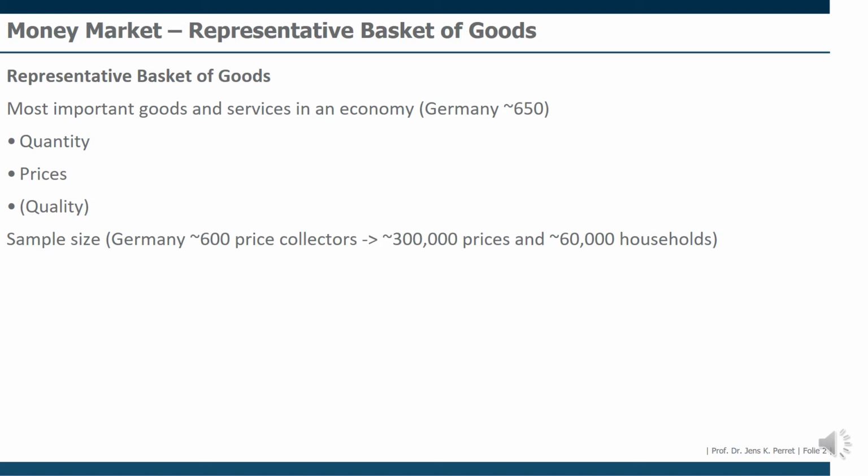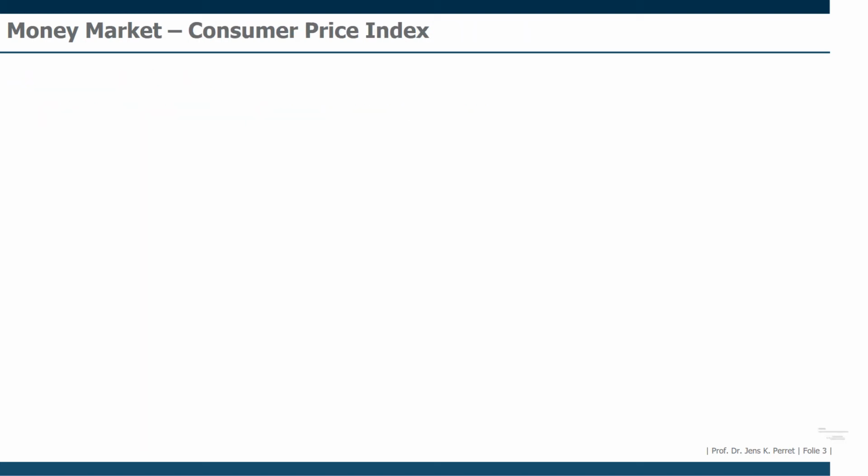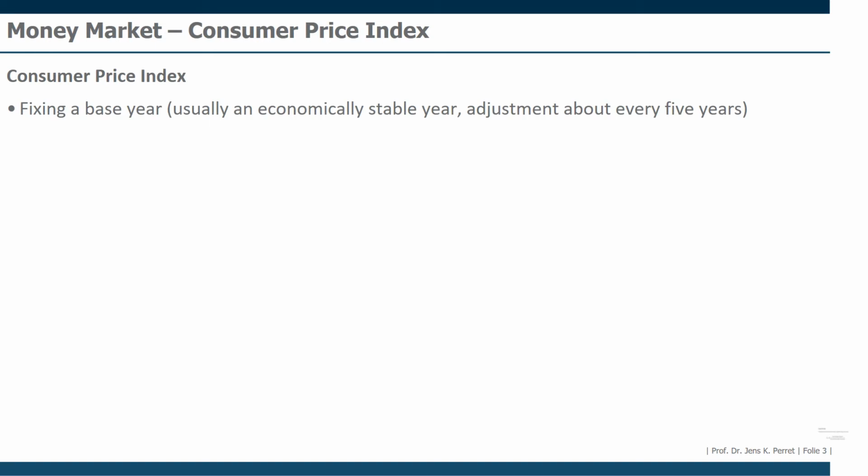So something which actually makes more sense is some kind of relative measure. And for this, as I said, we're using here the consumer price index, which can easily be calculated based on what we know about the basket of goods and the price for the basket of goods. Because what we're doing here, first off, is we fix 1 year as a base year. Usually, this is a halfway economically stable year because we use this as reference basis, so it makes sense to use a normal year and not some crisis year. And then this base year is adjusted approximately every 5 years.